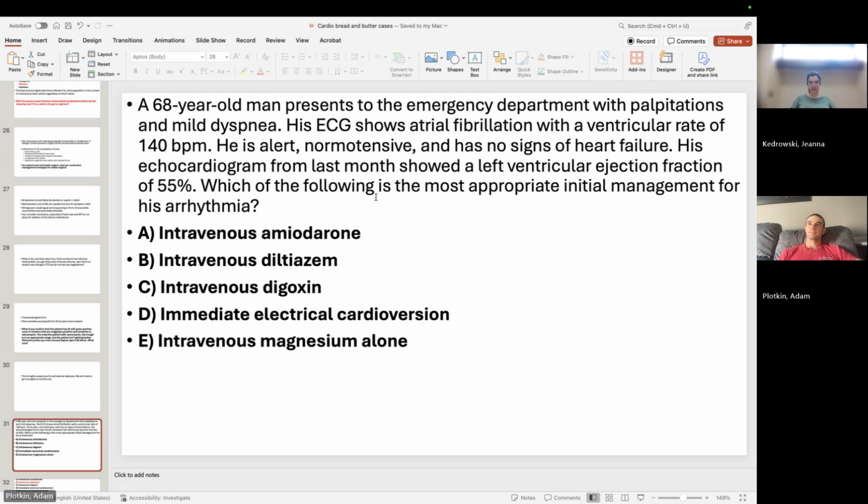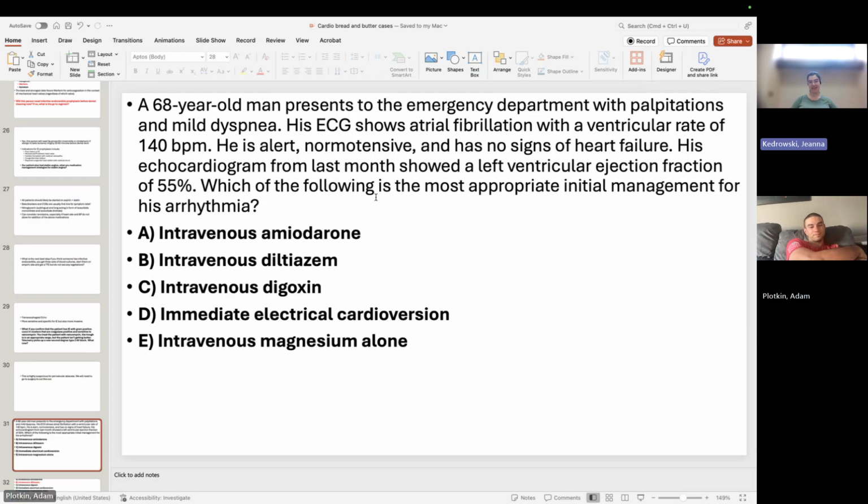Okay. We're gonna go with IV amiodarone. So amiodarone can be used for AFib. It's usually not first line because of the side effects. Okay, well, I don't think he needs cardioversion because he's not unstable. Good.